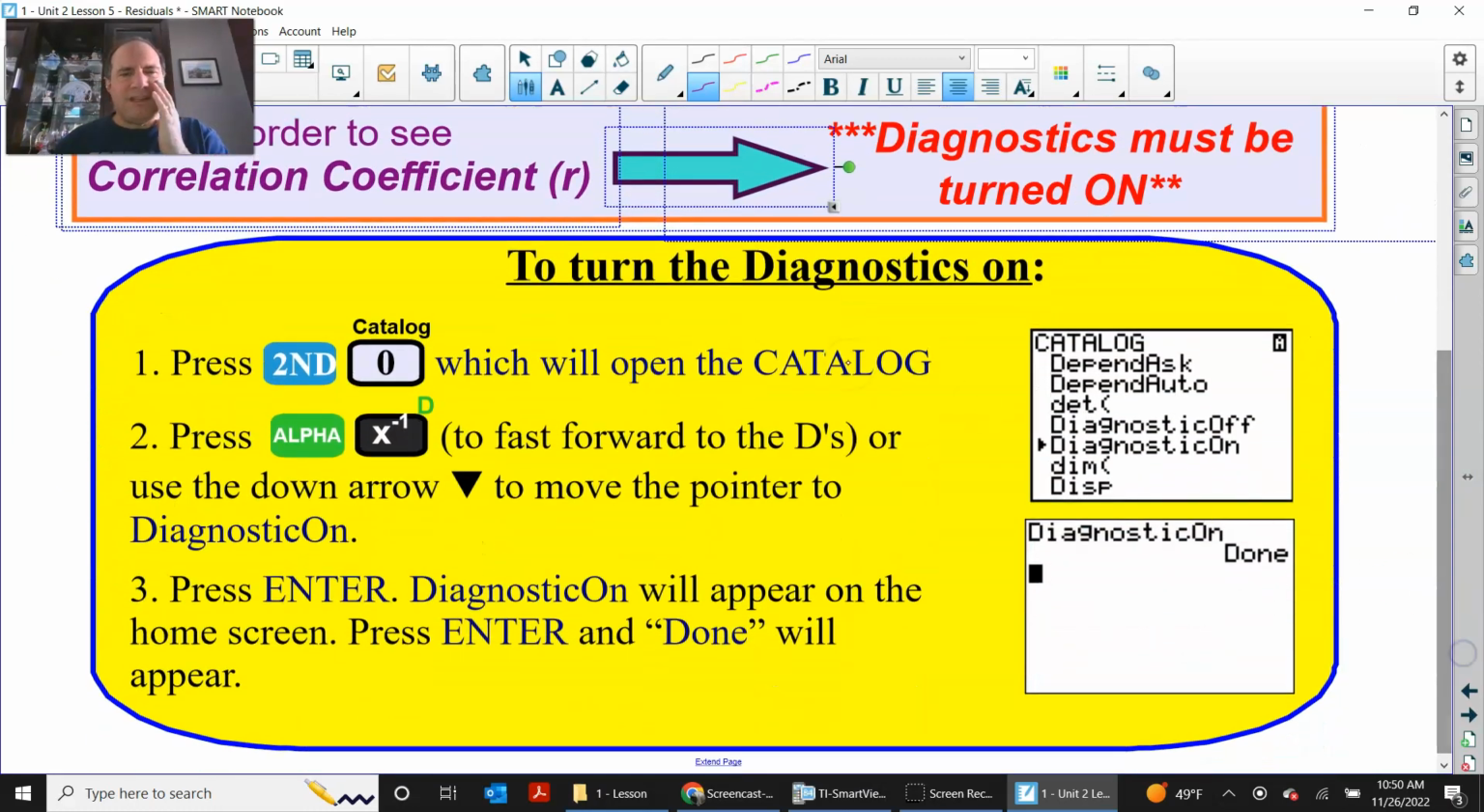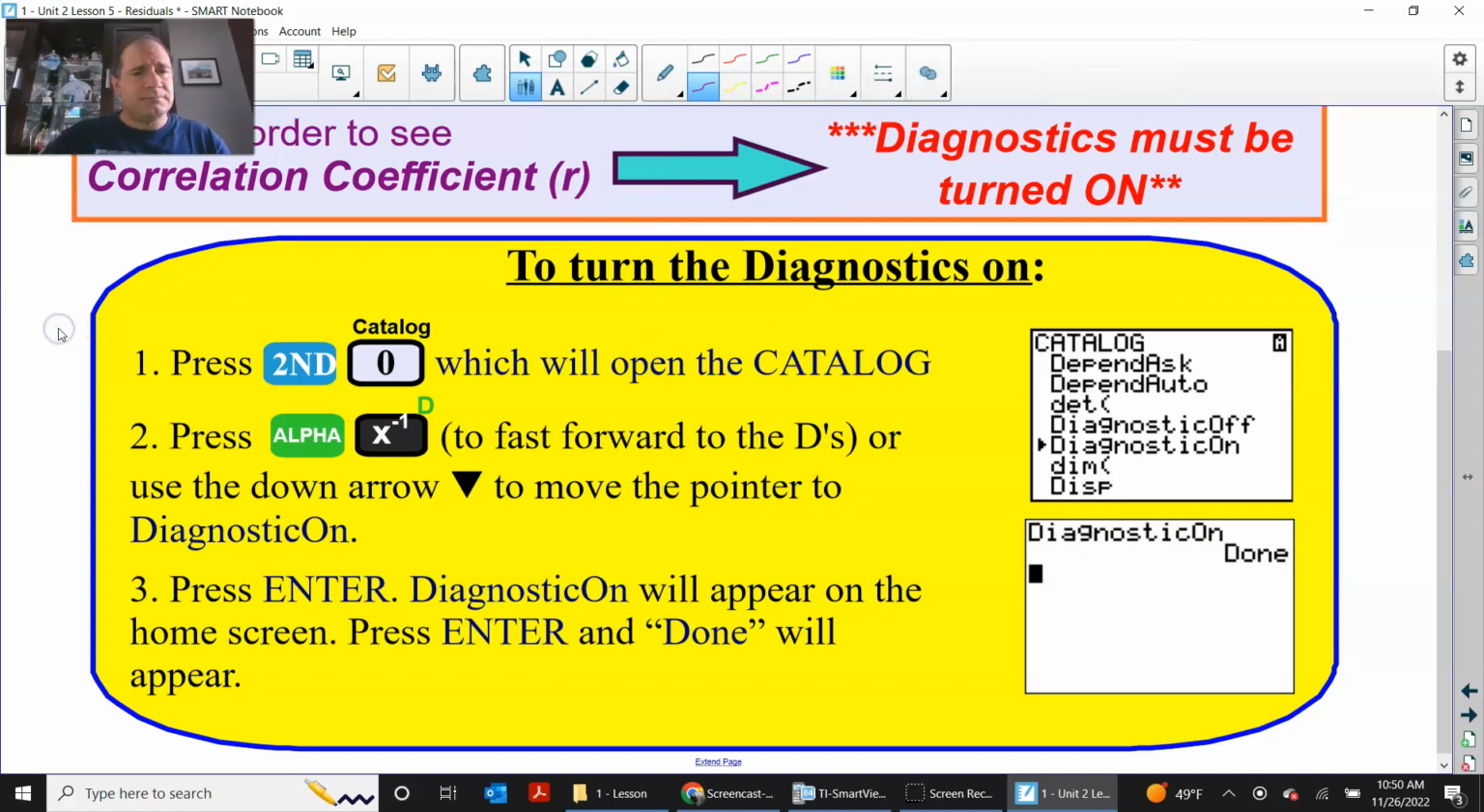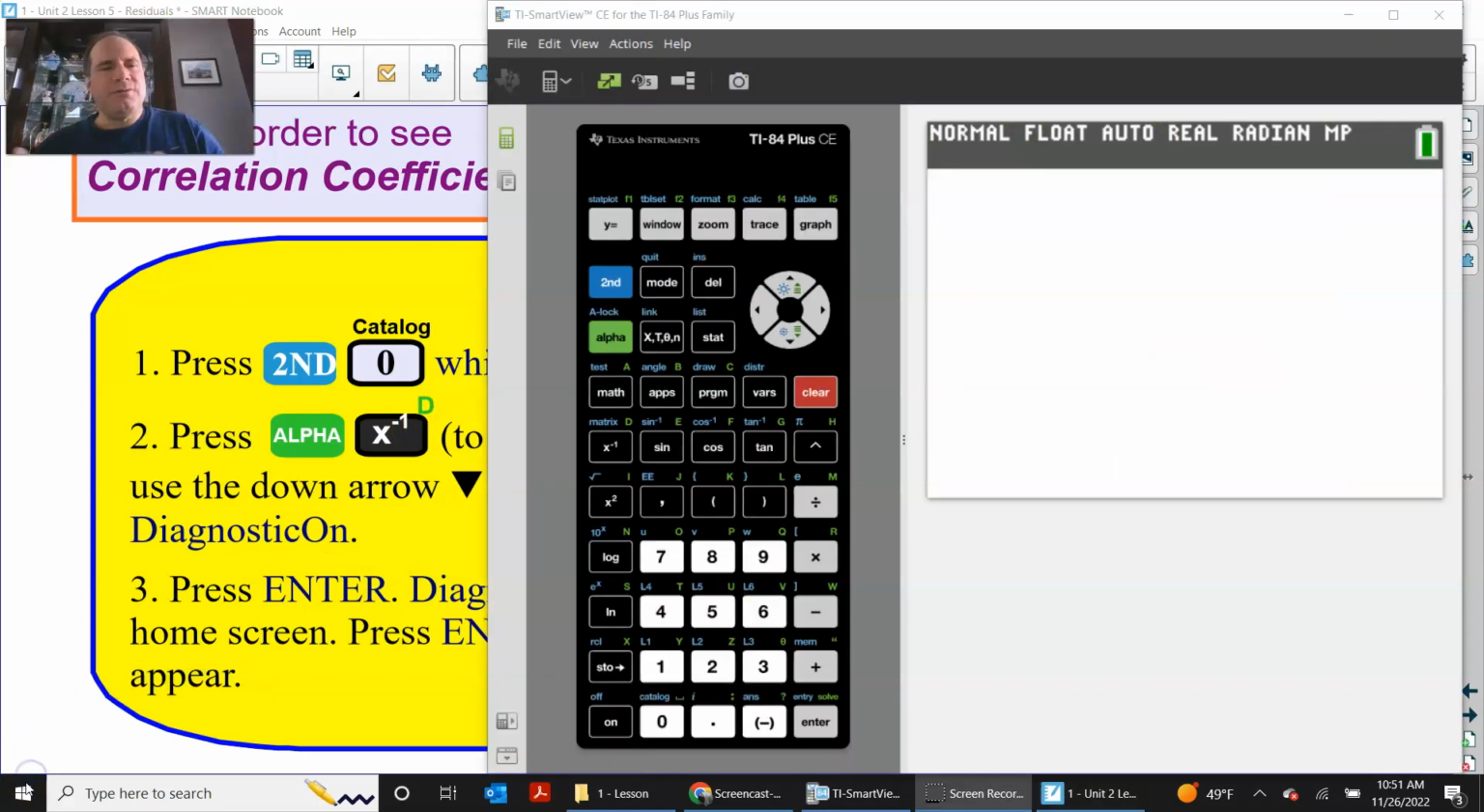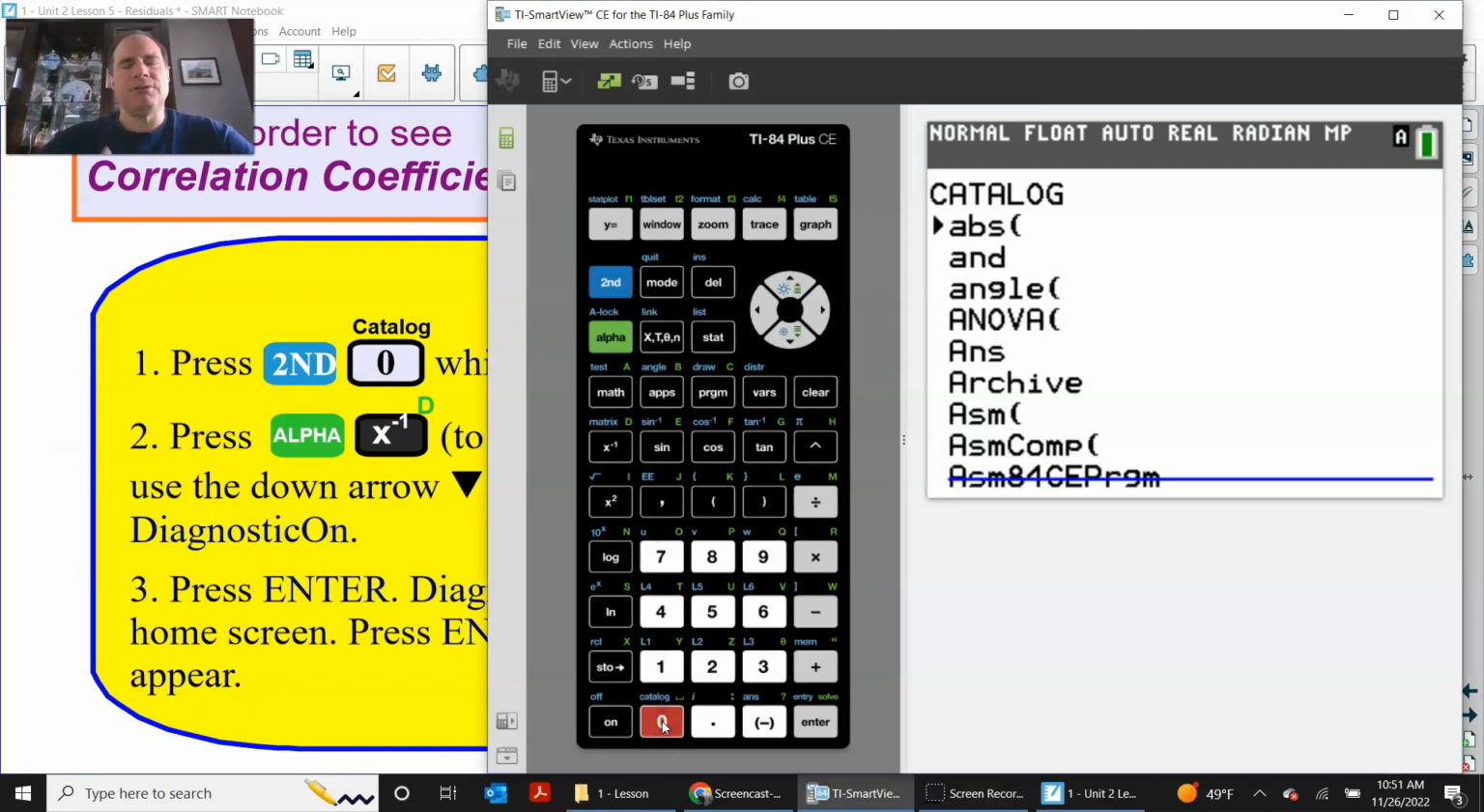You could go through these steps here, where you could turn diagnostics on by pressing the second function, which will open a catalog, second 0, and then alpha and then negative X, X to the negative first, would fast forward to the D's. How you would do that, I just want to show you both methods, and you pick the one that you want to use. Second function, and then 0 would bring you to the catalog.